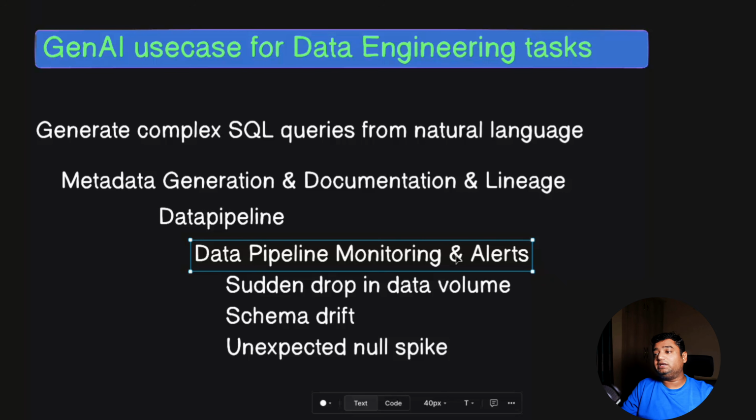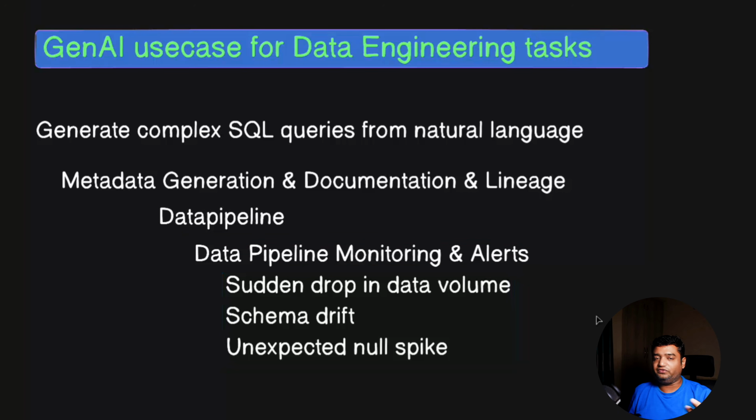Then your GenAI can suggest for the rerun, or if it is not a very critical job, then the GenAI agent should go and take the action for the rerun. So this is important. All the use cases of data engineering tasks will not be straightforward. It will need multiple intelligences, and your experience will also come into the picture.